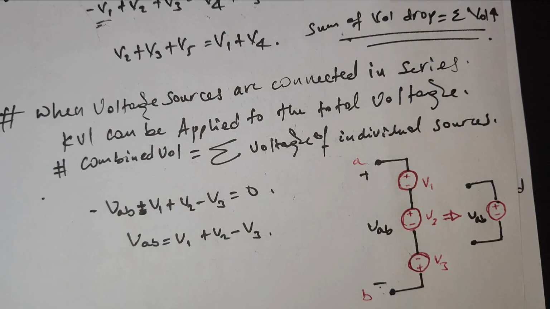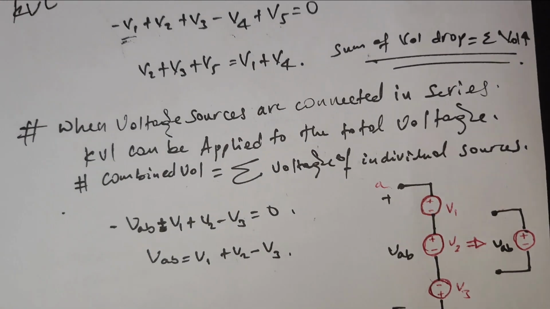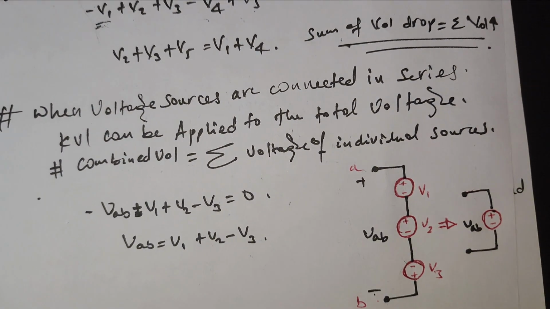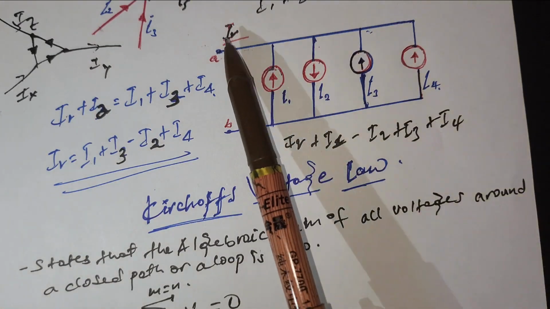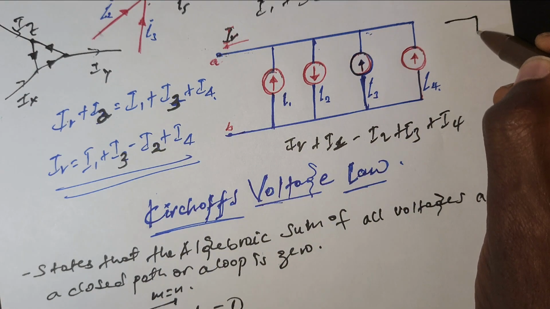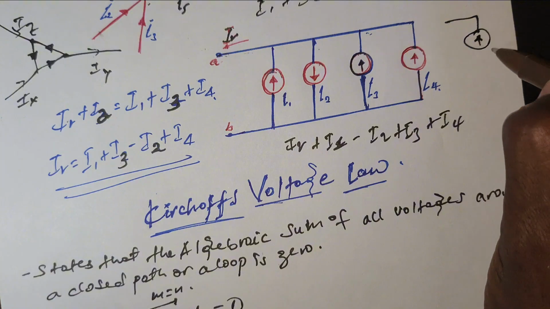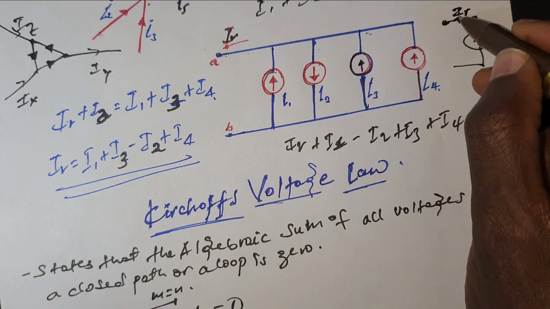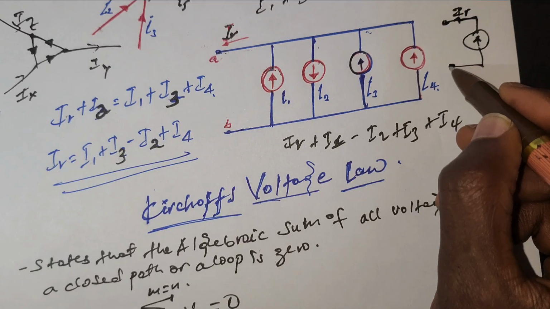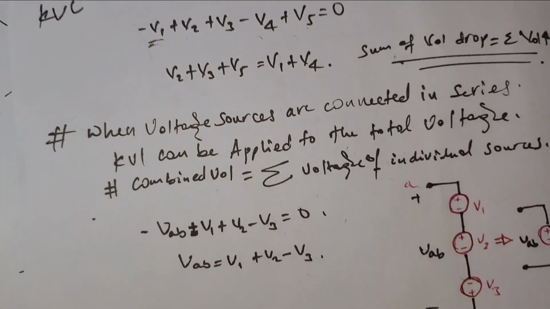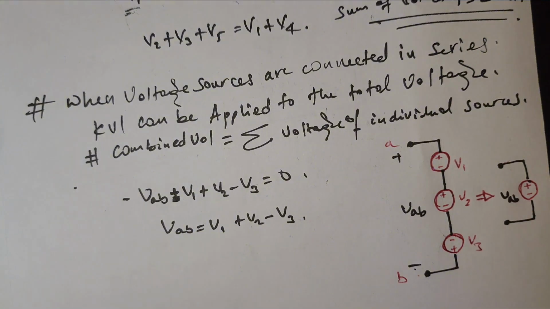So the combination or summation of these voltage sources can be reduced into one VAB source, and the currents can be reduced into one current IR. So current sources are combined when they are in parallel, and voltage sources when they are in series.